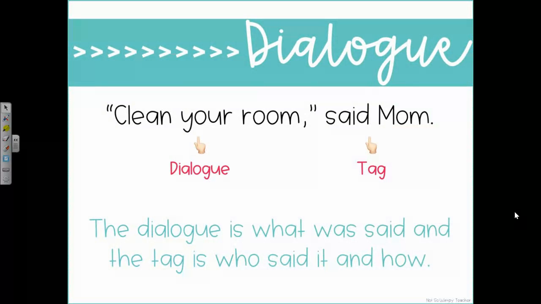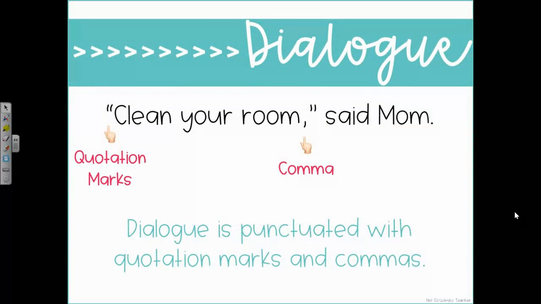Maybe sometimes you're reading books and you see a tag that said Mom angrily, or yelled Mom. Okay, those are examples of tags. Notice you have quotation marks before the dialogue, then you have a comma, and after the comma, you have the closing quotation marks. Dialogue is punctuated with quotation marks and commas.